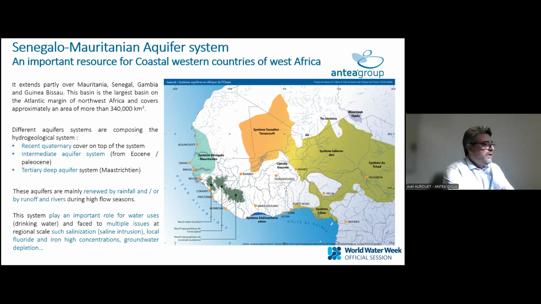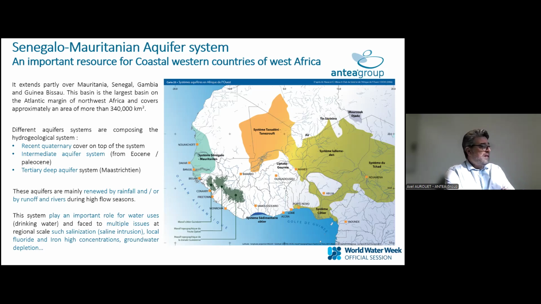I don't want to go into detail because you will see that further with the professor and Mr. Boyang, but we have to take into consideration that this aquifer system is composed of different hydrogeological systems. We have a recent quaternary cover on the top of the system with limited thickness. We have an intermediate aquifer system from Eocene and Paleocene, and we also have the deepest aquifer systems such as Maastrichtian. All these three systems are mainly renewed by rainfall and or by runoff and river during the high flow season.